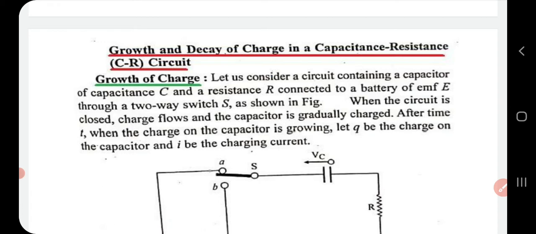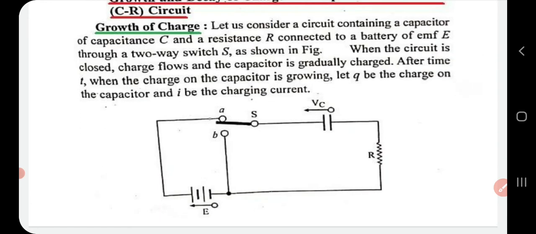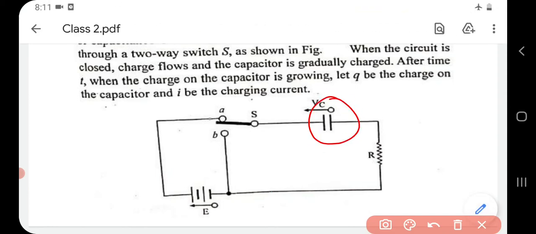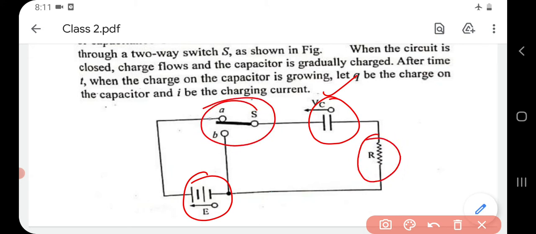Now, this is a circuit. It has a capacitor which is marked over here. This is the capacitor voltage VC, and this is the applied EMF, or the applied voltage. This is our resistance R, and this is the switch. This is a two-way switch. When the circuit is closed, what happens? Charge will flow through the circuit. Naturally, the capacitor will get charged.